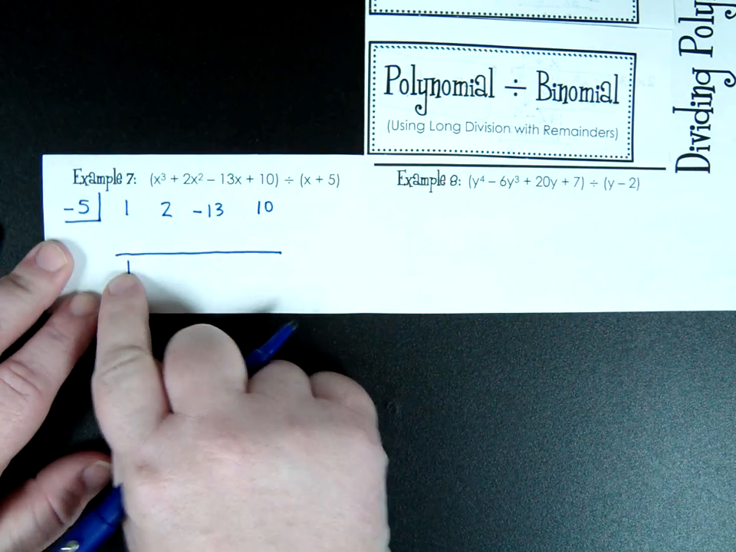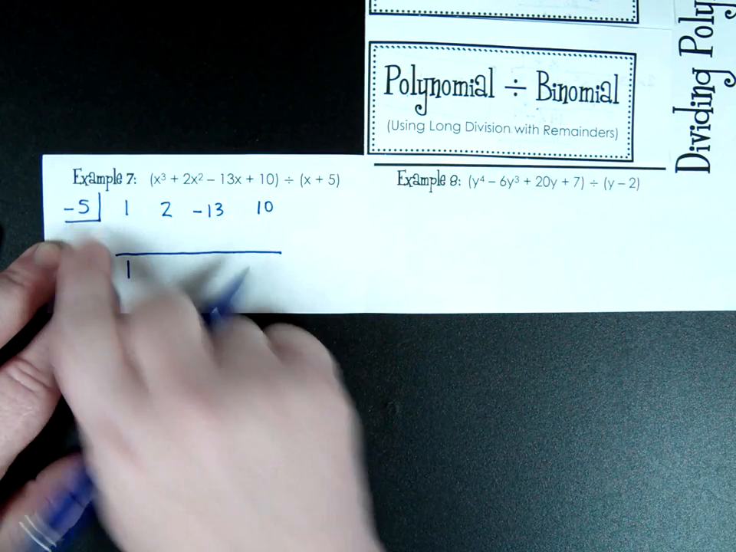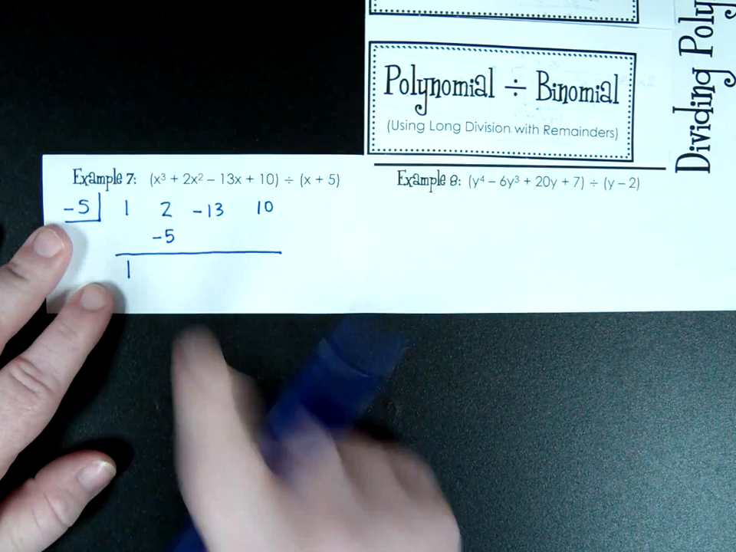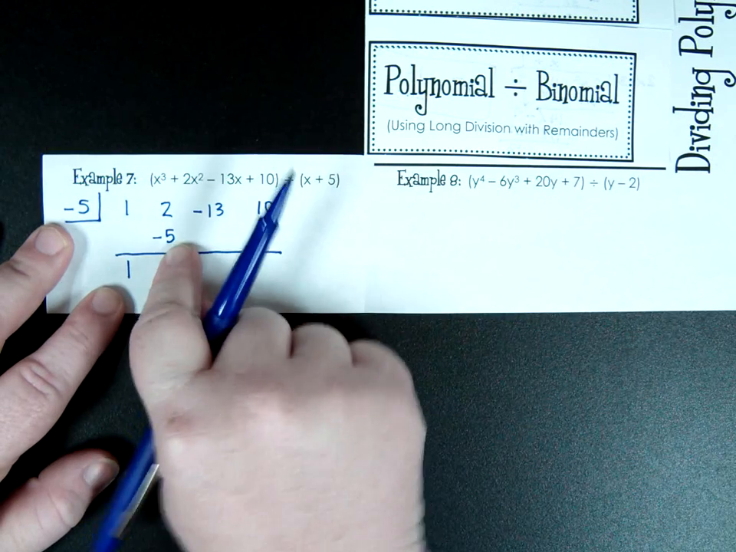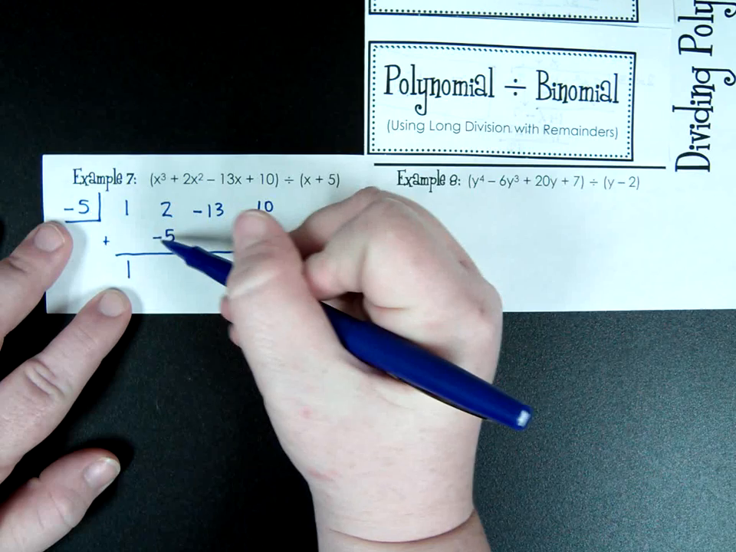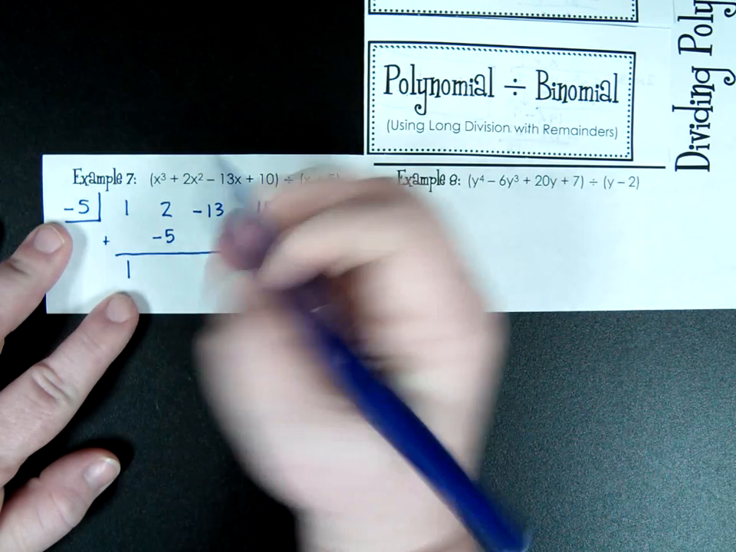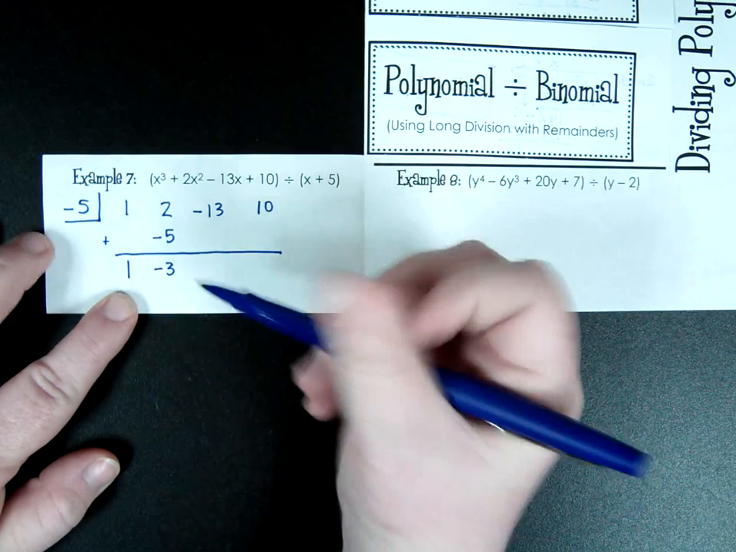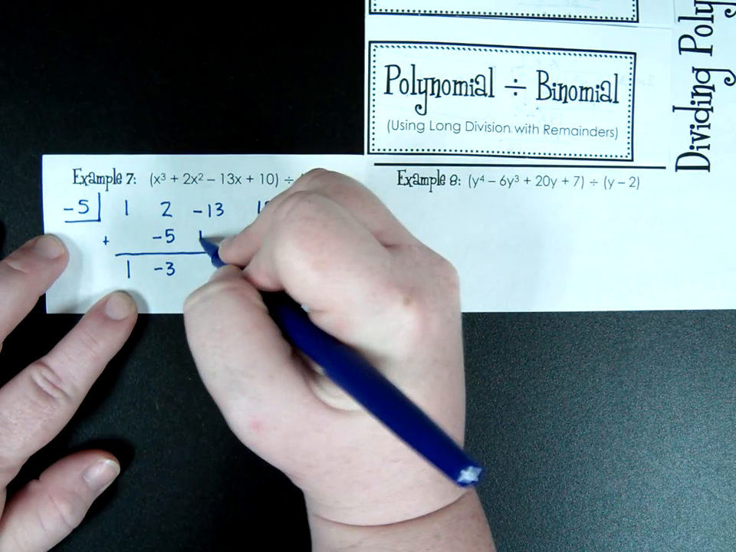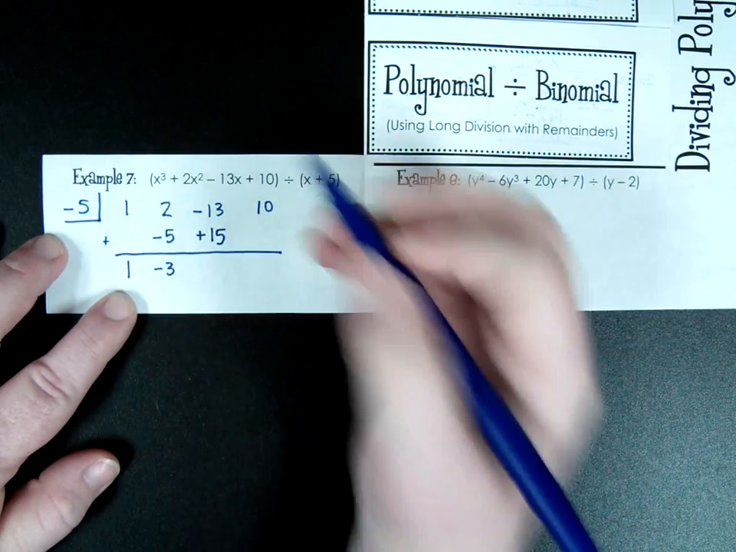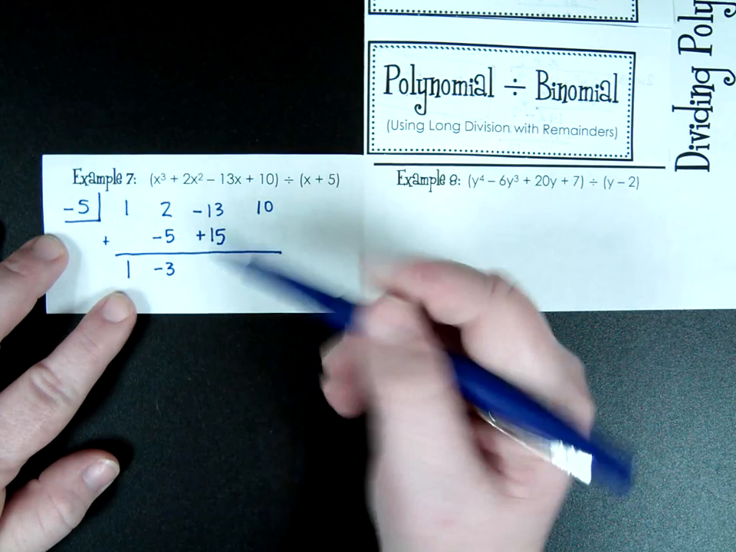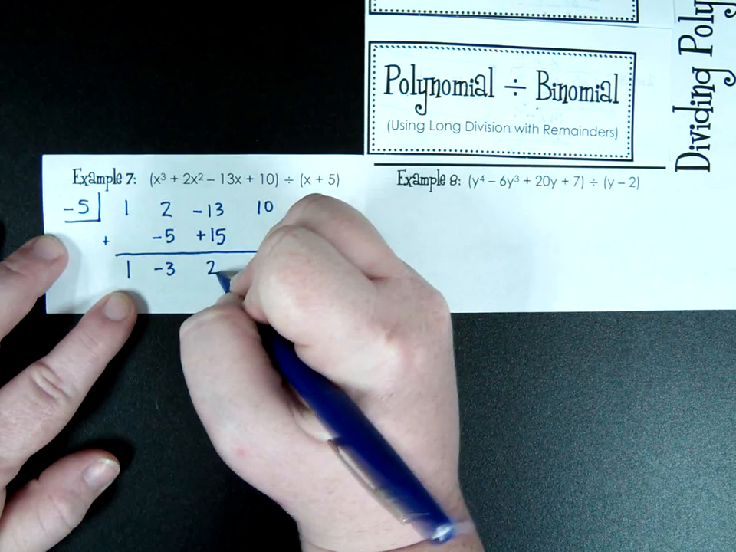And then I take this number and multiply it times negative 5. So 1 times negative 5 would be negative 5. And then I put that underneath my second number, and I add those together. What is 2 plus negative 5? It's negative 3. So then I take negative 3 times negative 5. Well, that's positive 15, so it goes right here. And then I say negative 3 plus 15 gives me a positive 2.